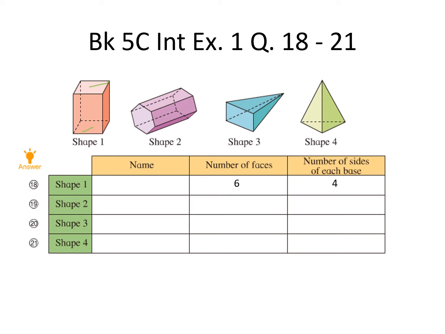And then we look at number 20. It is a pyramid. And the base is a rectangle, so it is a rectangular pyramid. And there is 1 base in rectangle, and there are 4 other faces which are triangles. So altogether there are 5 faces. And the number of sides of the base, it is a rectangle, so there are 4 sides. So you can try number 21.